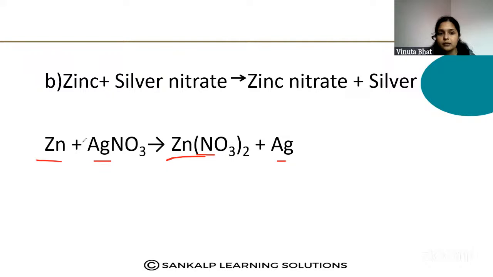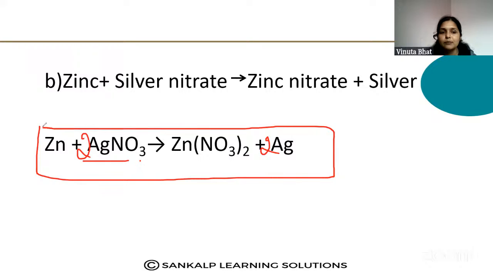So I will add the 2 here to balance this reaction: 2 Ag plus 2 nitrate plus 6 oxygen. Here also 2 nitrate plus 6 oxygen. But here Ag, again I will add 2 here. So now it is balanced. Now it is the balanced chemical equation.